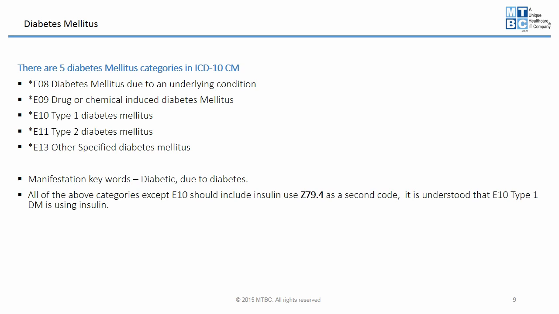The other thing, for the categories except E10 above, which is the type 1 diabetes mellitus, insulin use should be used as the second code, Z79.4. It is understood that E10 type 1 is already using insulin. That is how the guidelines are shown in the ICD-10 code book, that it is already assumed, so you don't have to put insulin use for type 1, only type 2.